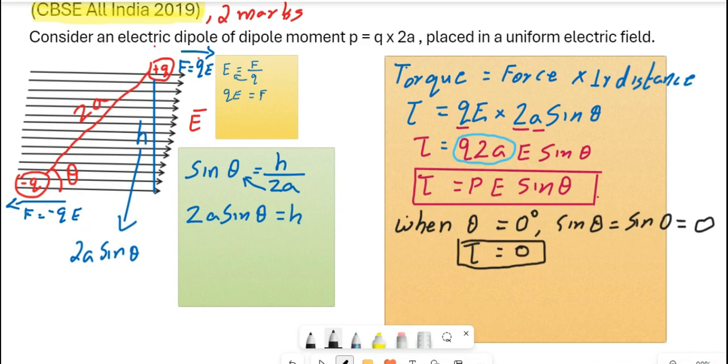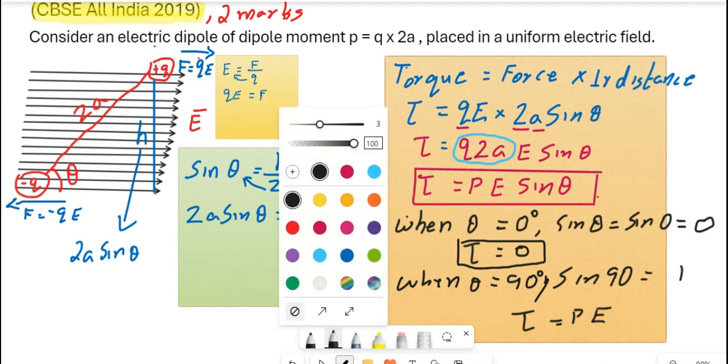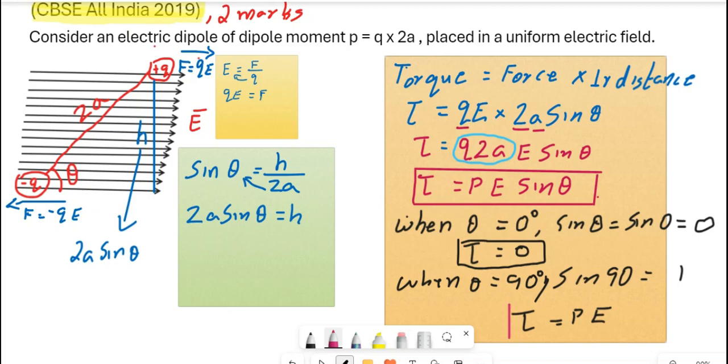And when the angle is 90 degrees, that is, the dipole is perpendicular to the electric field, theta is equal to 90 degrees. You know that this is the highest value of sin theta, right? Sin 90 is equal to 1. So the maximum torque will be when sin theta is equal to 1. So torque is equal to PE. In this way, you can answer it and you will get full marks, that is 2 marks.